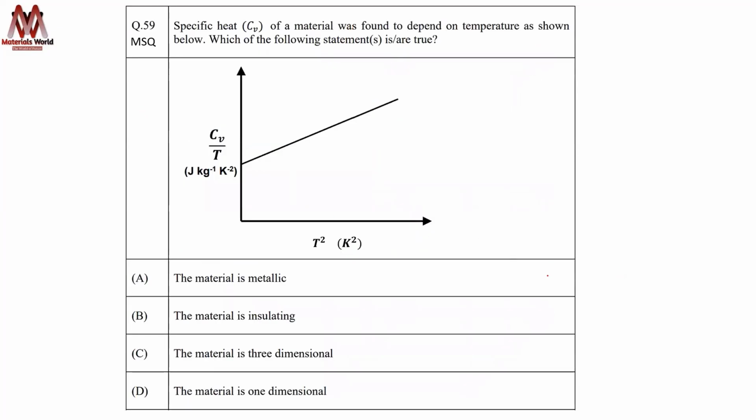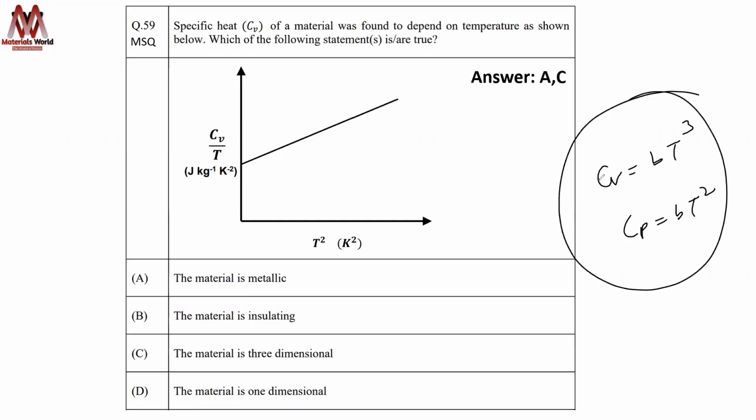The next question, the answer is A and C. I'm giving this answer so that one can skip. The idea is very simple. I've already explained this. Your Cv is BT cubed and Cp is BT squared.